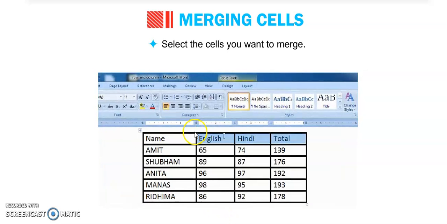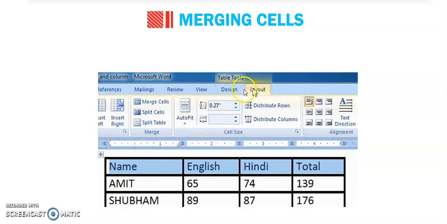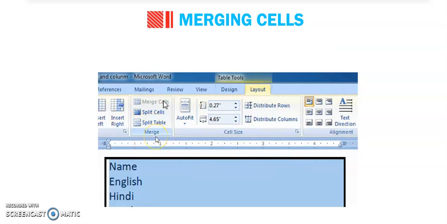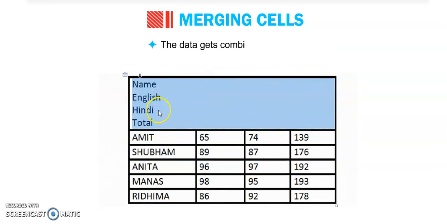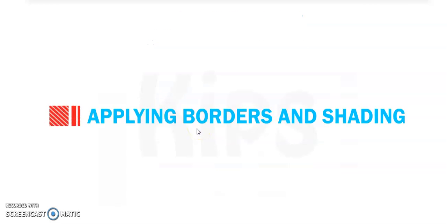For this, you have to select the cells that you want to merge. Then click on the Layout tab. Click on the Merge Cells button in the Merge group. The data gets combined in one cell. Now the next topic is applying border and shading.